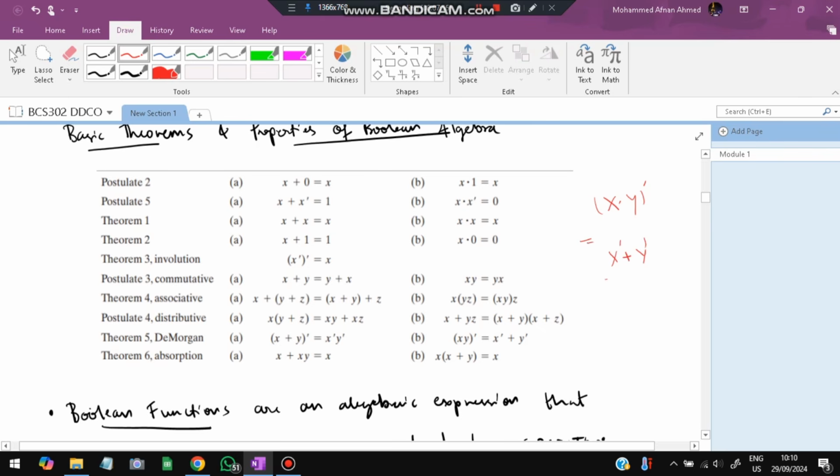So these both are equal. Okay, this is what is written here. These are a few things in De Morgan's law. It's very important, and it's applied very widely while solving numerical problems.